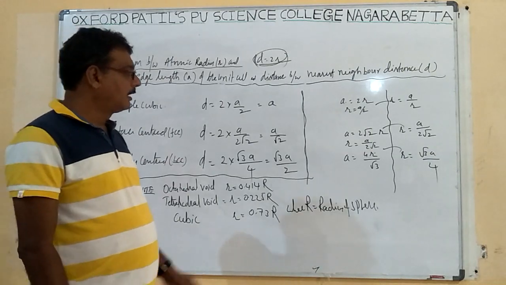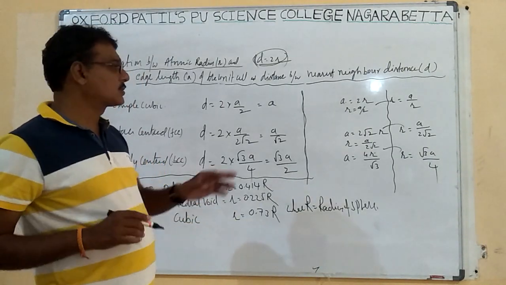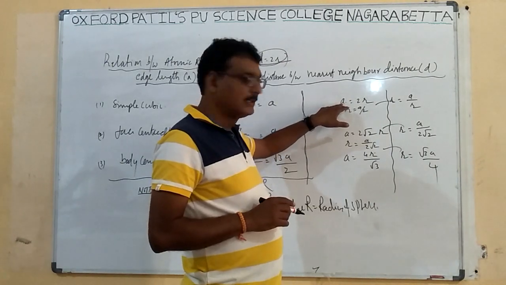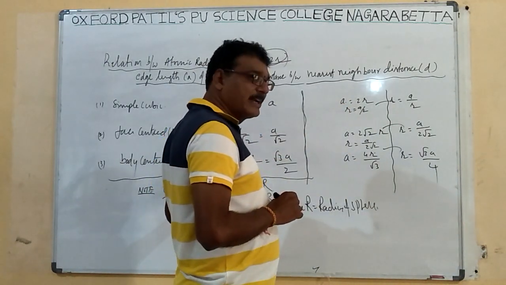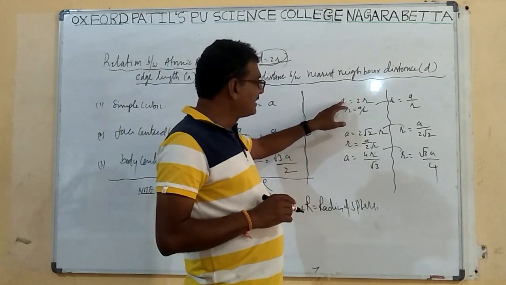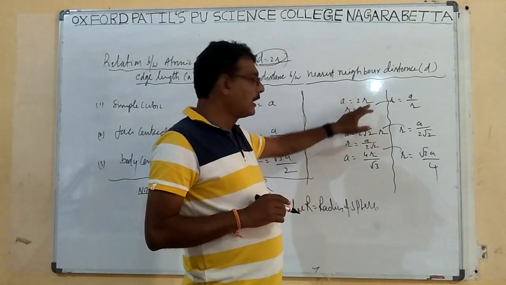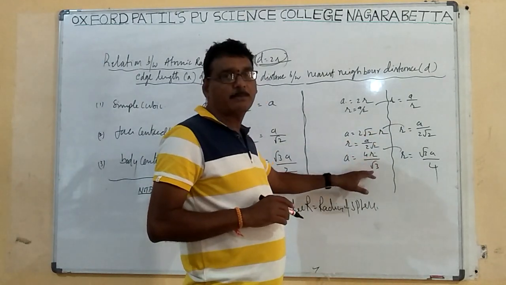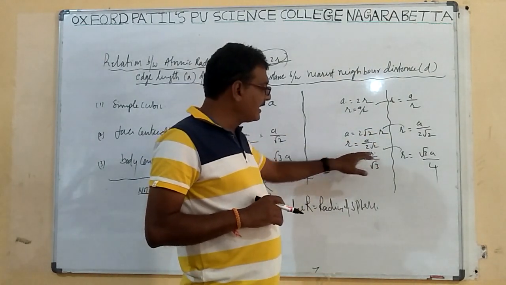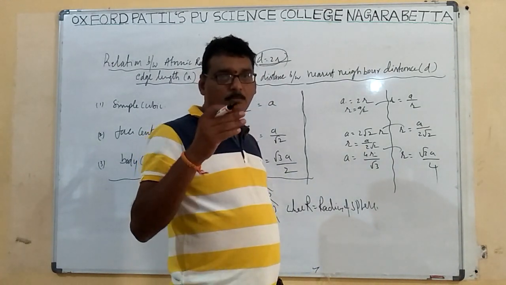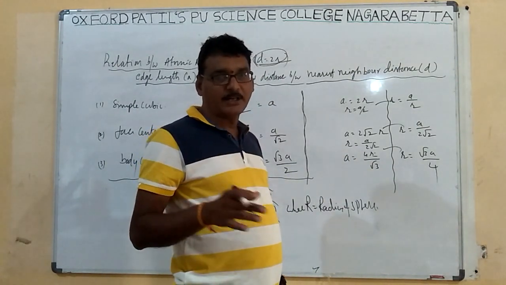Now, if you know the radius, you know the edge length. Here the neighboring distance required means edge length. Here edge length is equal to 2r. A is equal to 2 root 2r. A is equal to 4r by root 3. Once you know the radius, you can calculate the edge length for simple cube, body centered and face centered.